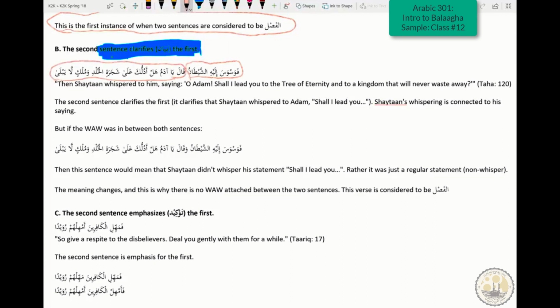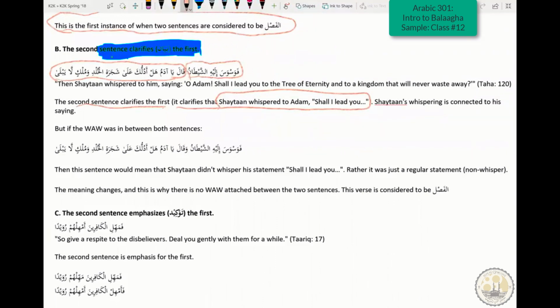Okay. If you notice, there's no waw here. Why is there no waw here? The reason is because the second sentence clarifies the first. Yani, it clarifies that Shaitan whispered to Adam. Meaning that when Shaitan made this statement, shall I lead you to the tree of eternity, he didn't say it to him in regular speech, nor did he yell at him. Rather, he whispered this statement to him in his heart.